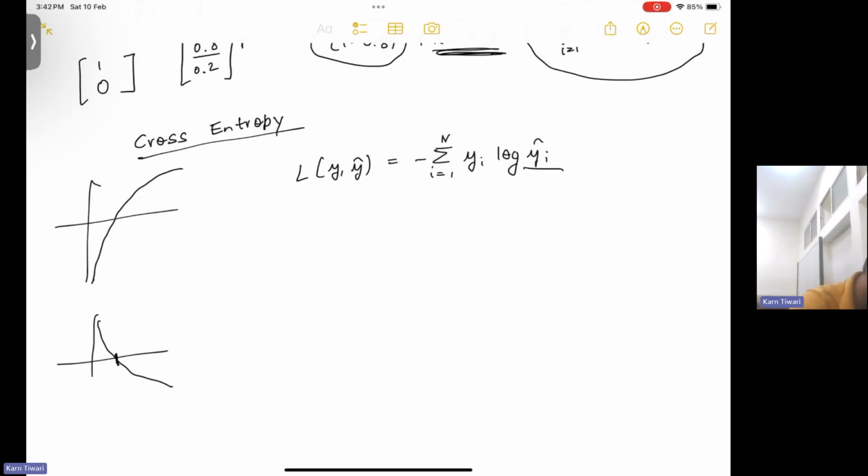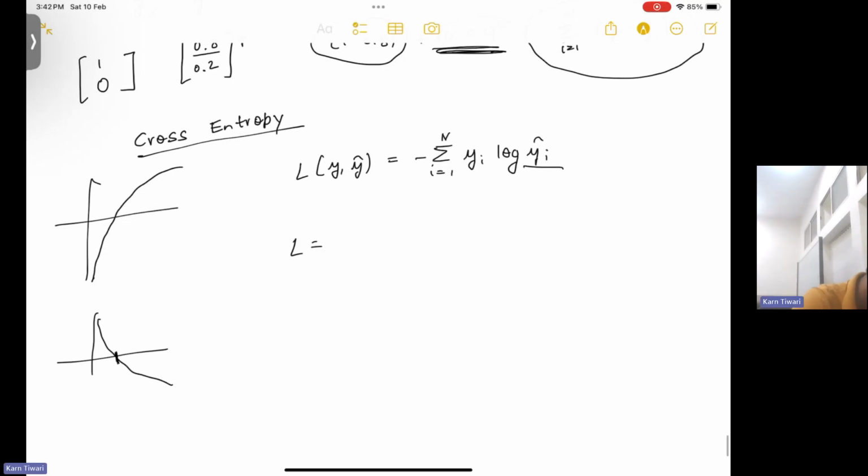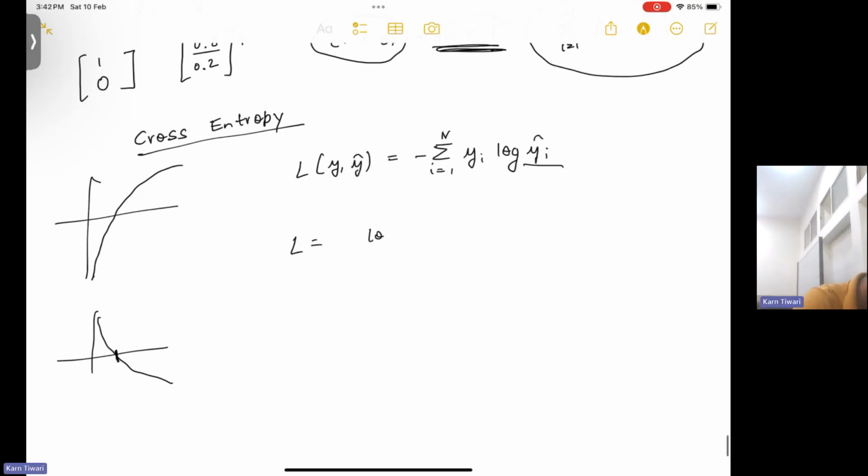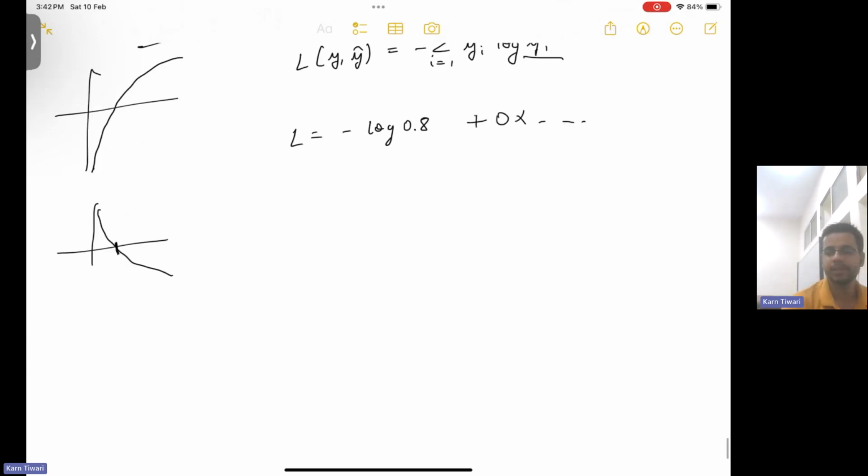So in the example we had, the loss will be basically minus log 0.8, because the other term is 0 times something, that is, 0.2. So whatever we wanted, we were able to satisfy. That's the thing, I guess.